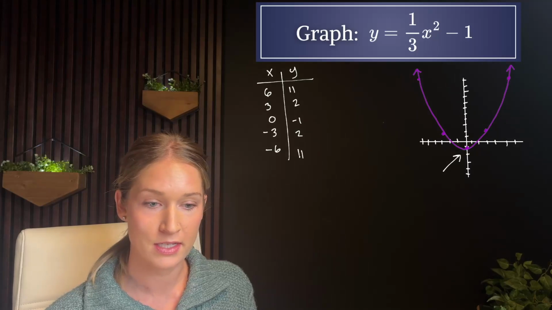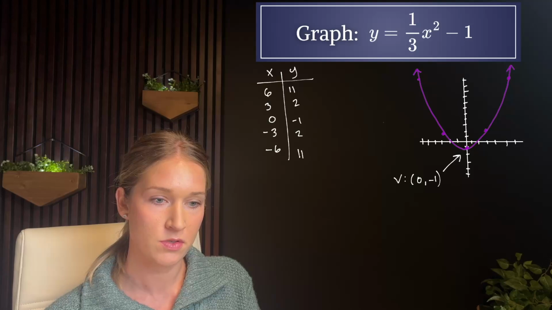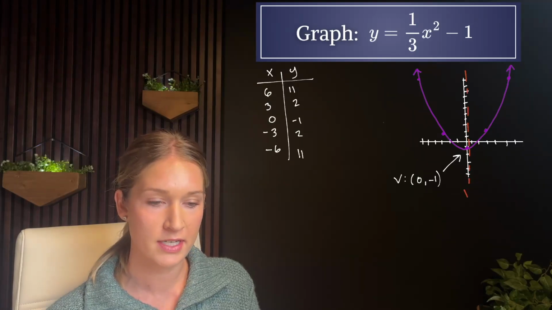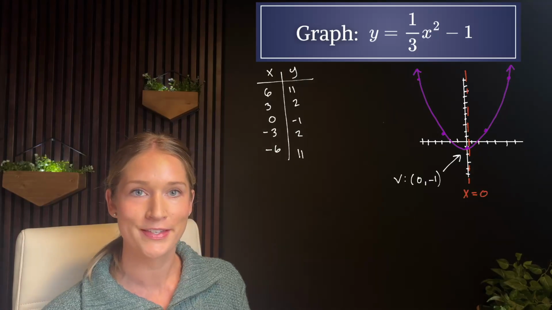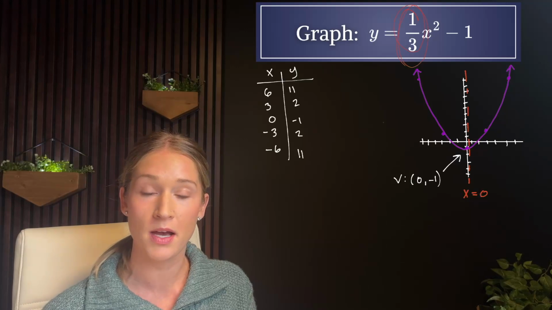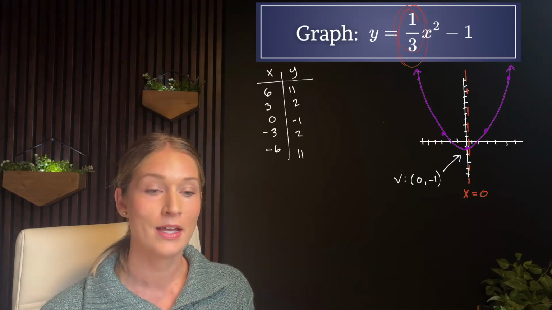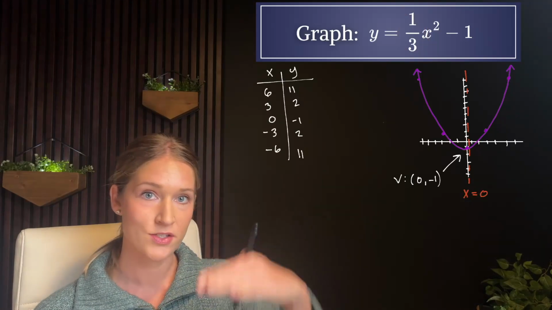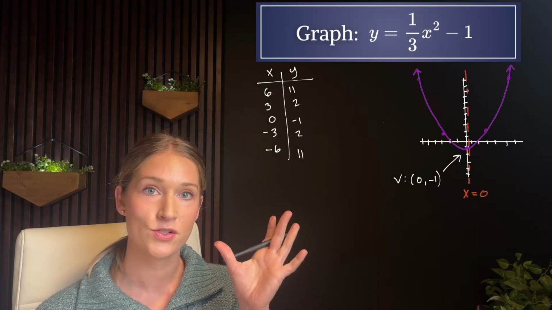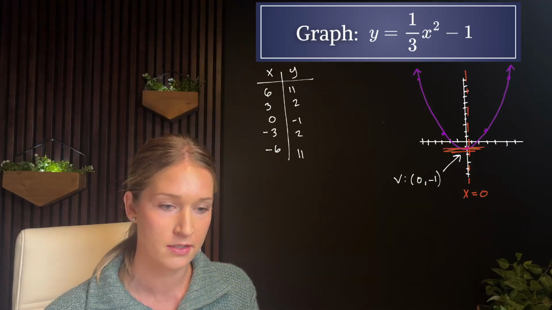My vertex here is at the bottom at 0, -1, and then my axis of symmetry goes right down the middle again through my vertex at x equals 0. So in this one, our leading coefficient, this 1/3 here, is positive. So our graph still faces up. We didn't have any vertical reflections. The 1/3 does cause our graph to kind of squish down and become a little bit wider and fatter. And then the -1 takes your whole parabola and drops it down 1 unit. So that is why we're sitting down here at -1.